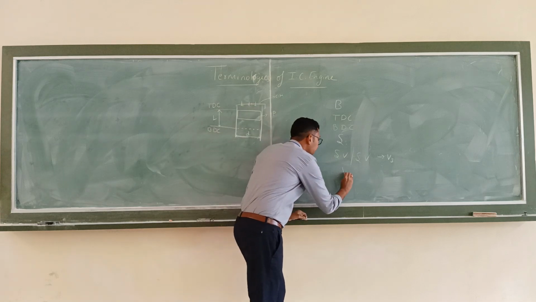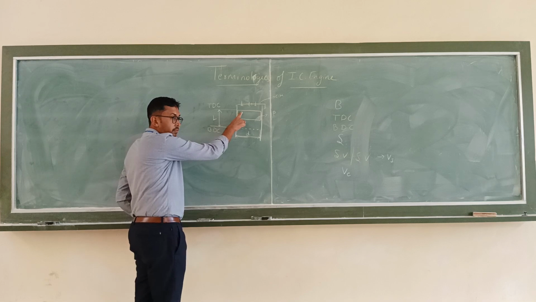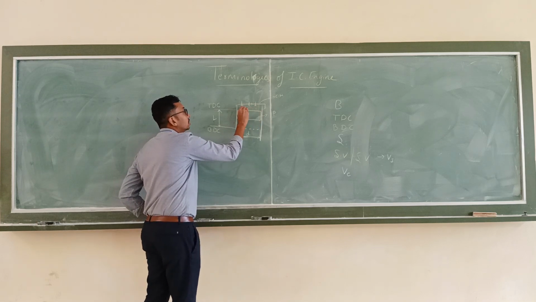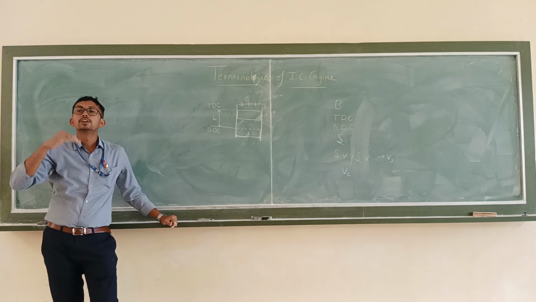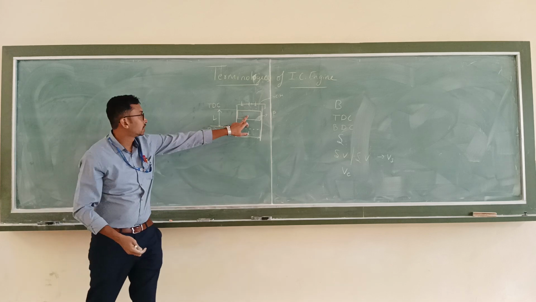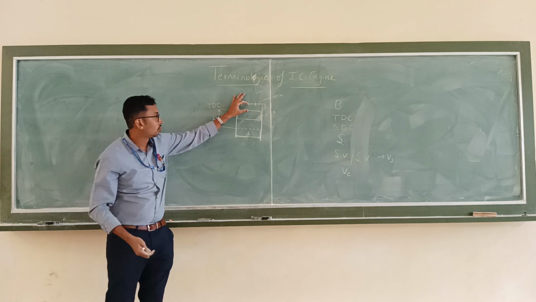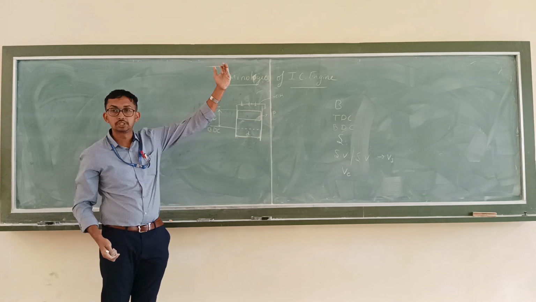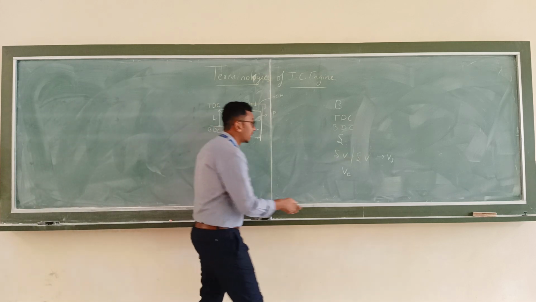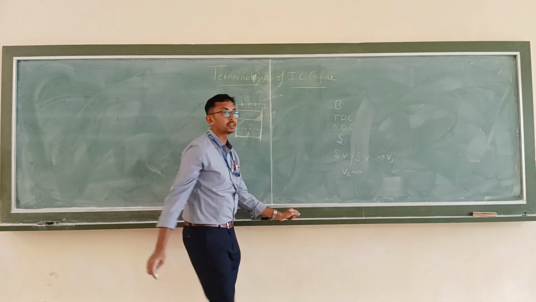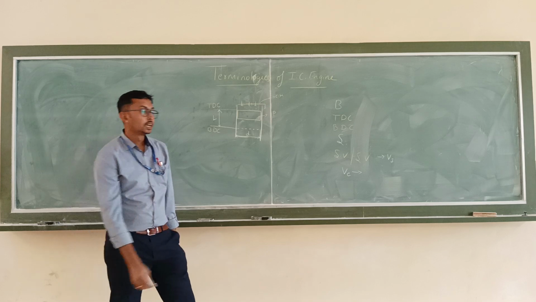Next one, clearance volume. See, this is the extreme position. The volume above the piston. The volume of a cylinder above the piston when the piston is at top dead center. The volume of the cylinder above the piston when the piston is at which position? Top dead center. That is called clearance volume, and it is represented as Vc.